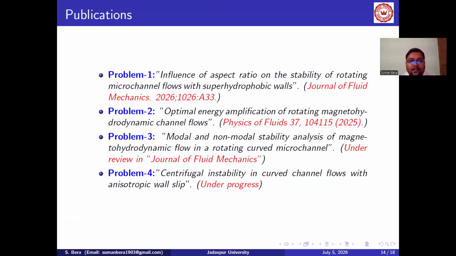The first one is published in the Journal of Fluid Mechanics, and the second one in Physics of Fluids, whereas the third problem is communicated to the Journal of Fluid Mechanics and is under review, and the fourth problem is in progress, which will be communicated soon.